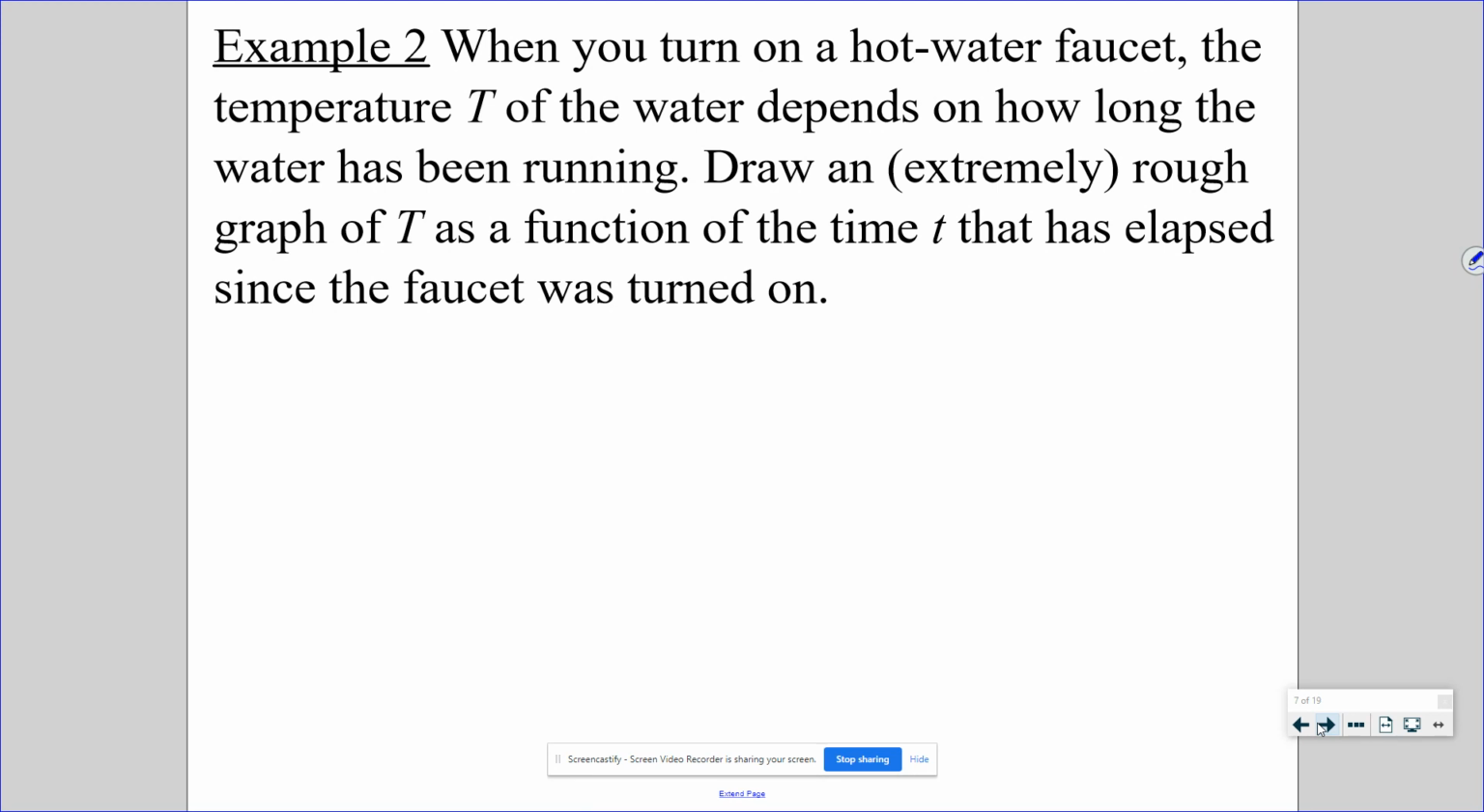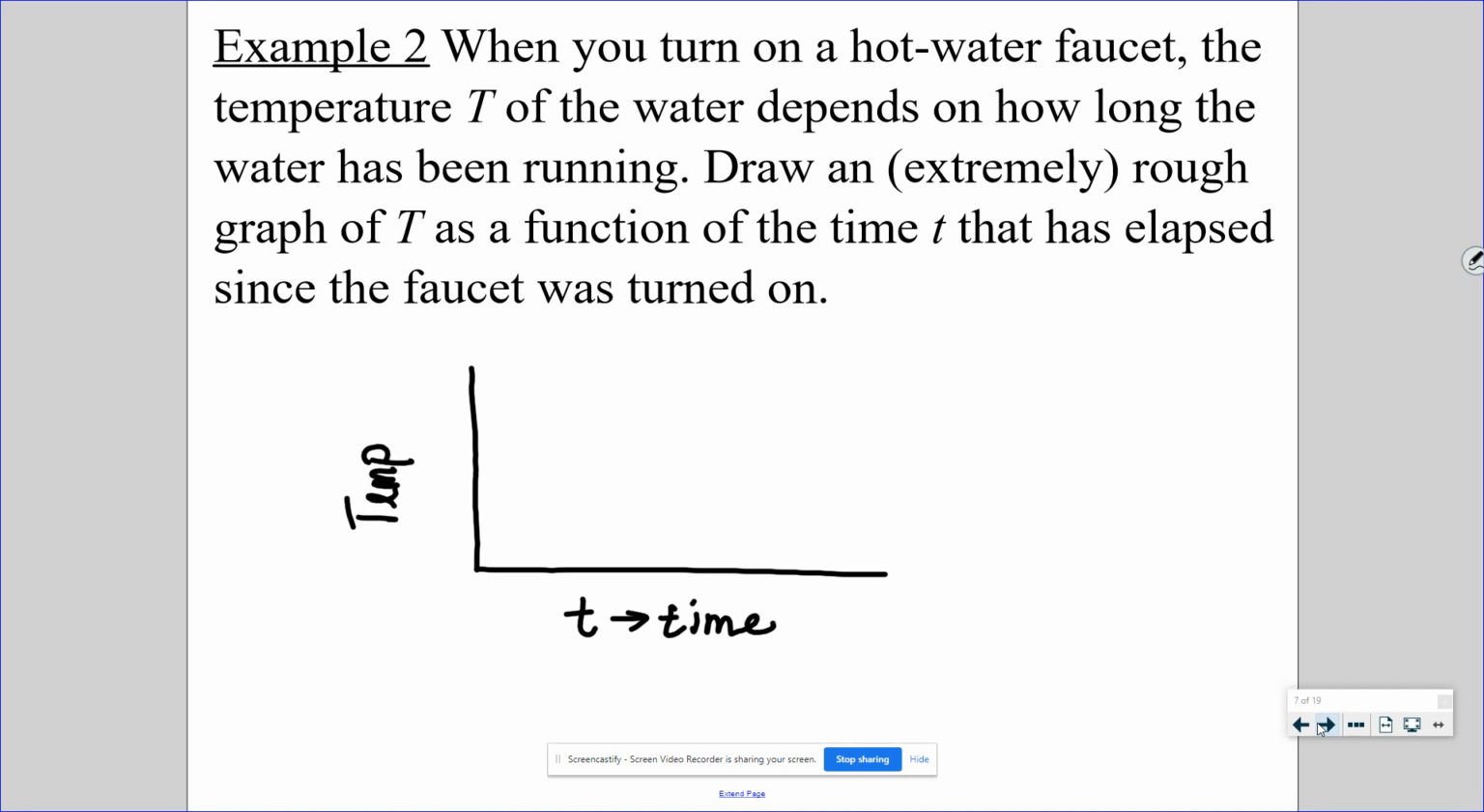When you turn on a hot water faucet, the temperature T of the water depends on how long the water has been running. Draw an extremely rough graph of T as a function of the time that has elapsed since the faucet was turned on. So you will be doing this for homework, actually drawing, sketching graphs to represent things. So this is t, which represents time. And then we're going to have capital T for temperature over here. So what happens to the temperature of the water?